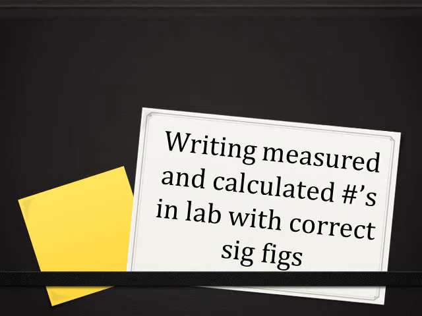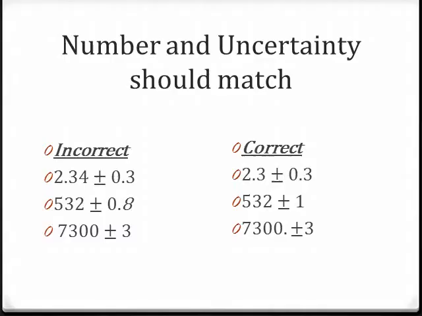Now that we've learned how to identify how many sig figs a given number has, we want to talk about how to know how many sig figs all the numbers in an actual lab report should have. So if you measure a quantity, how many sig figs should it have? And if you calculate a quantity in a lab report, how do you know how many sig figs that should have?